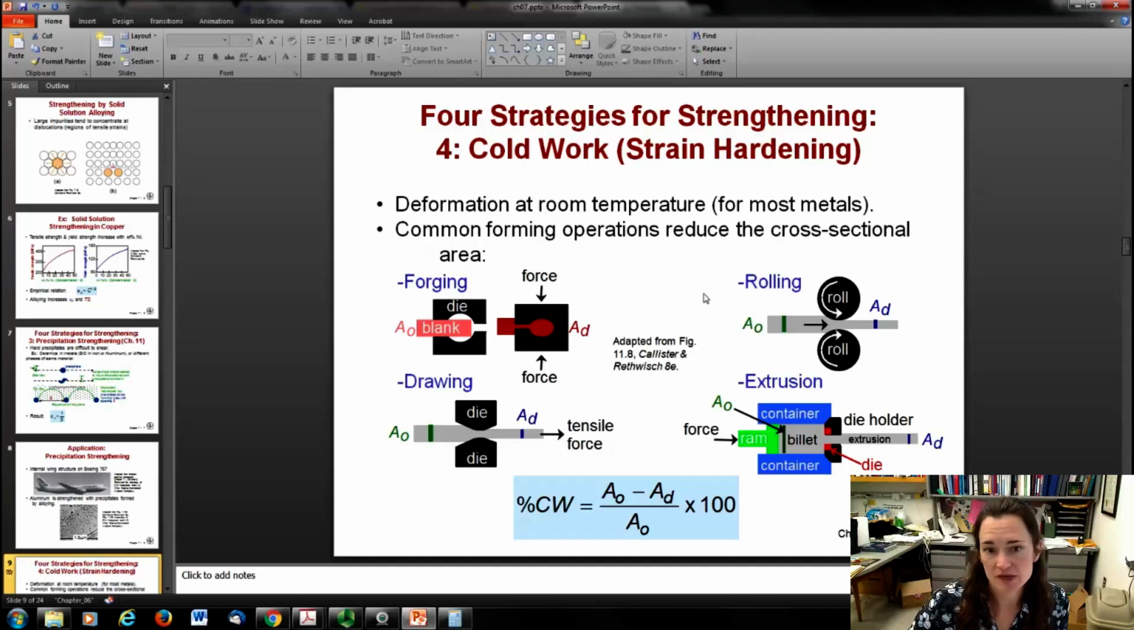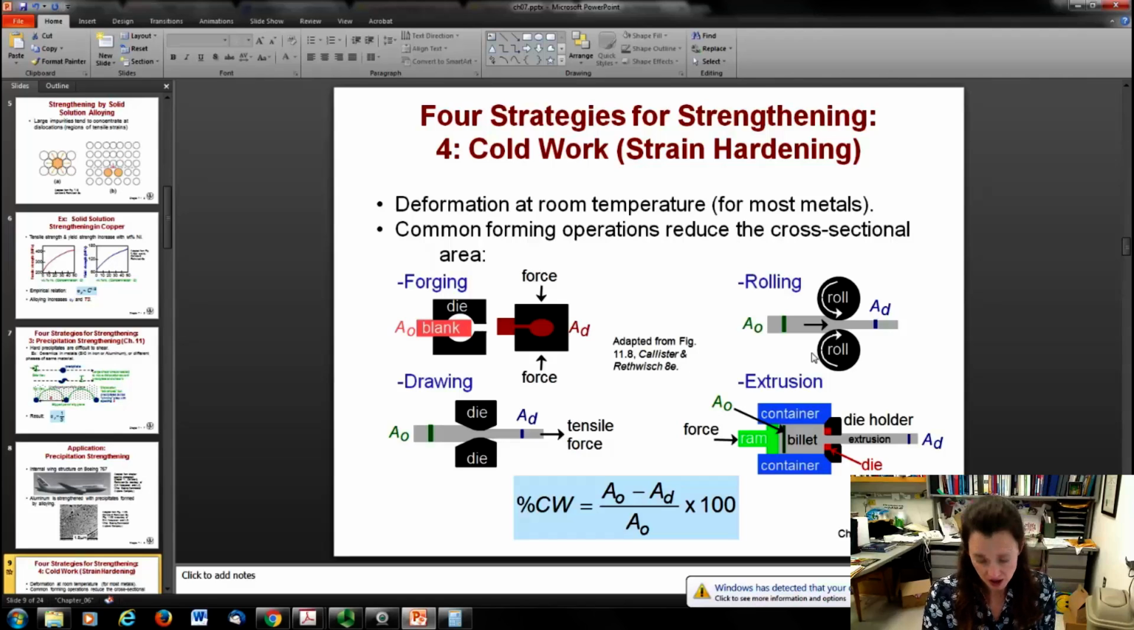So one of them is rolling it out. That's a really common way. So you have a sheet of metal and you pass it between 2 rollers that you usually cool with water or some other form because it's going to heat up as you mush it. And then that makes the cross-sectional area of the metal plate much smaller.